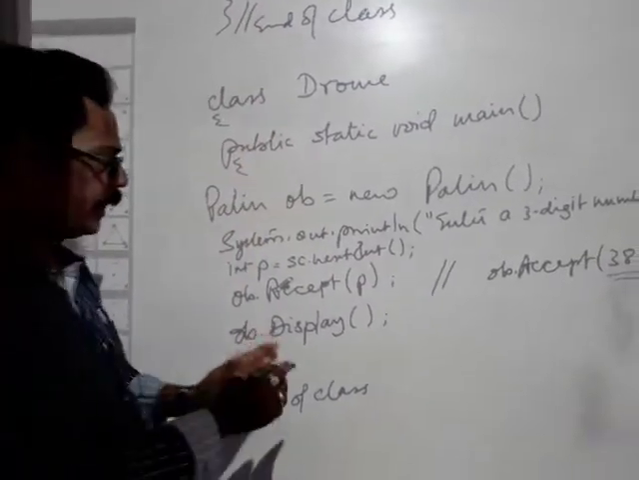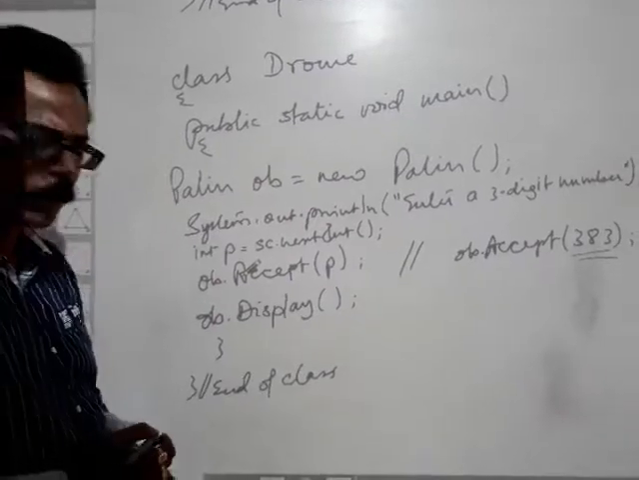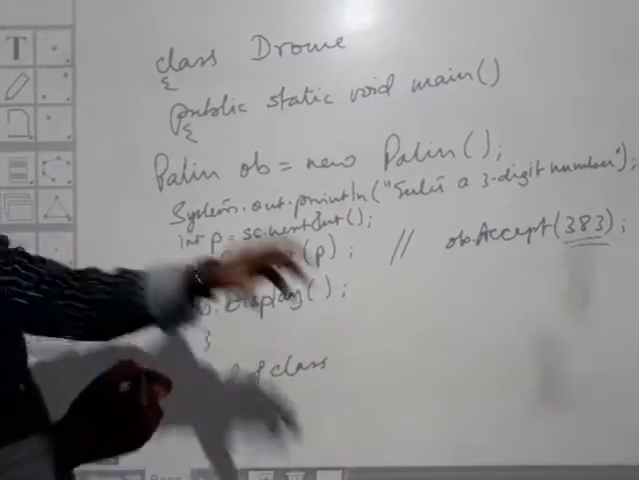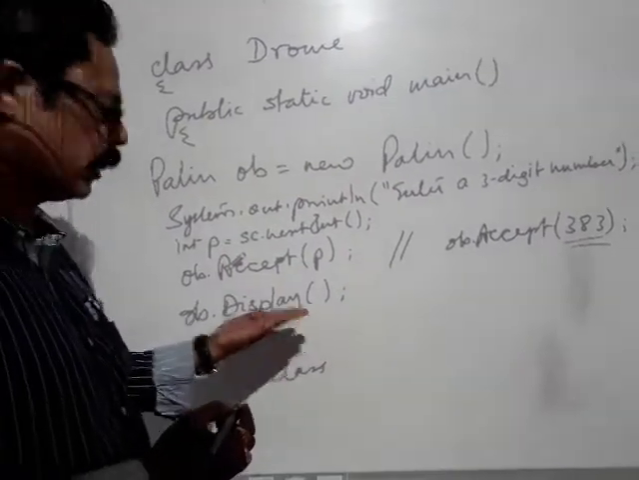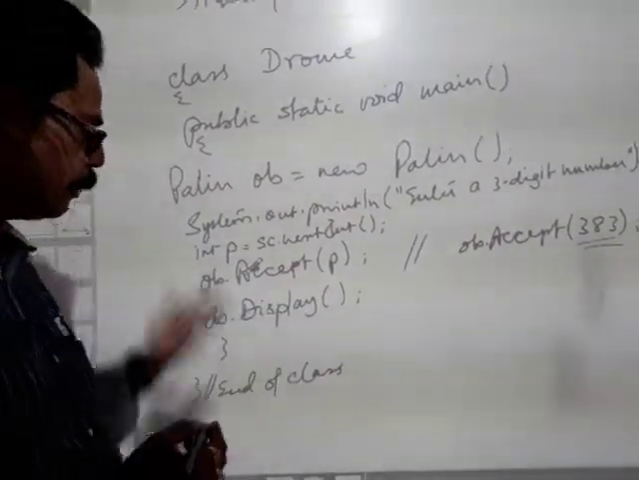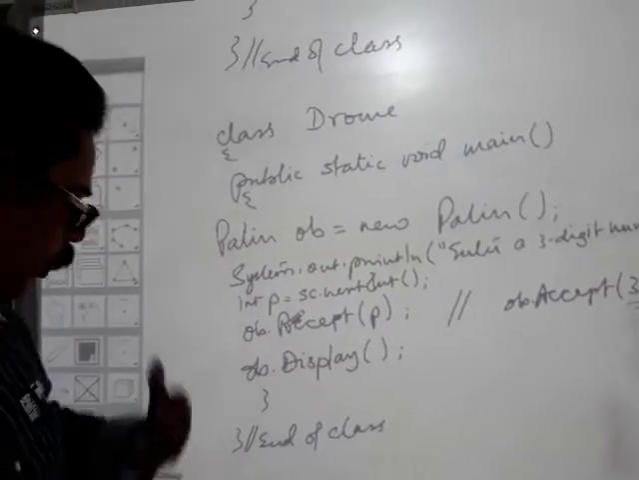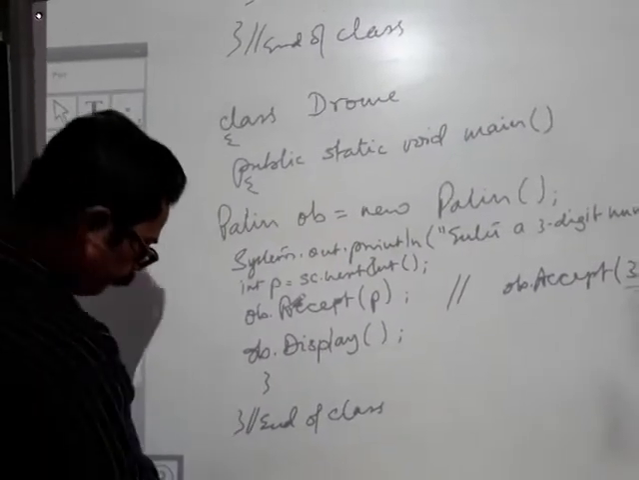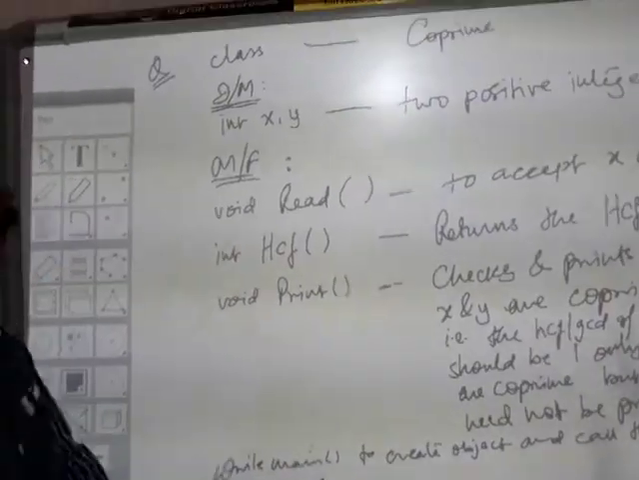So indirectly we are calling reverse as well. Whenever you call a function from within another function, there is no need of invoking that particular child function. You can invoke the parent function, and that's how the problem can be solved. Then you go on to the next one.